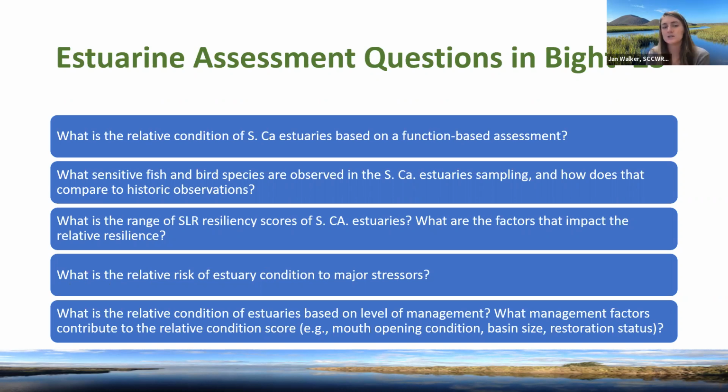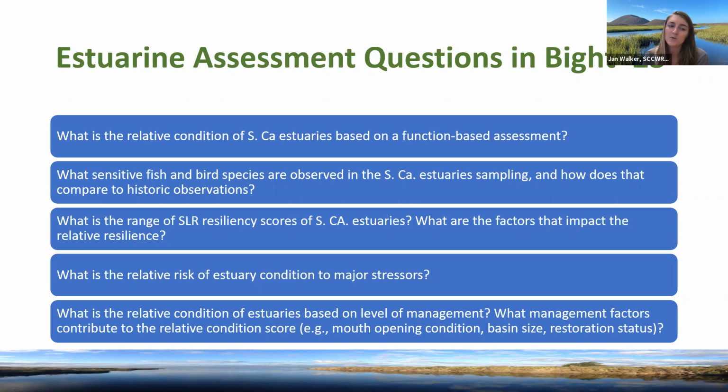We have a third question that's really focused on resilience. So what is the range of sea level rise resiliency scores? And so we'll be leveraging efforts that have already existed. I know some of you might be familiar with the Mars indicator, so more of these specific sea level rise indicators. Fourth question is, what is the relative risk of estuary condition to major stressors? So here we'll be focusing more on specific stressors that our work group has identified, such as maybe nutrients, toxins, or any other broader stressors that may come up from the other elements as well.